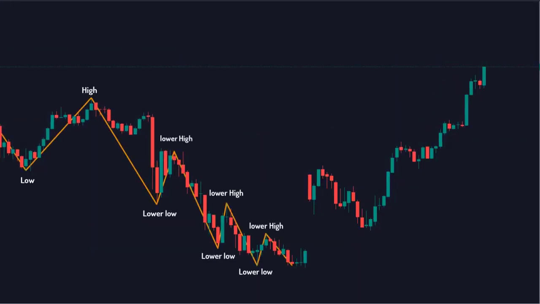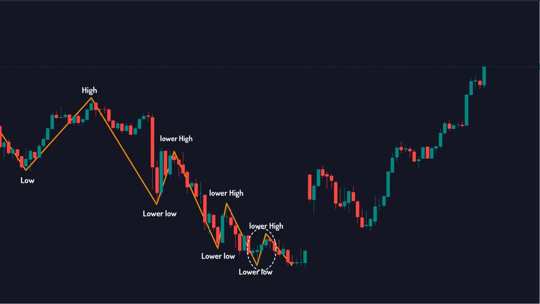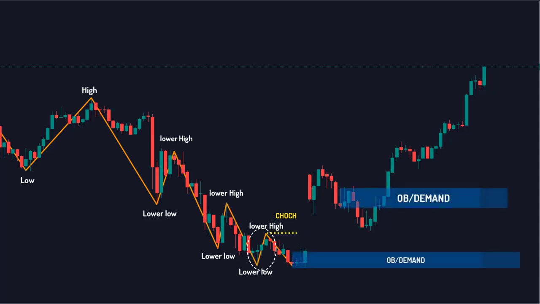As you can see here, the price is in a strong downtrend, with momentum subsequently weakening to the point where the price could not maintain its trend. Finally, the price breaks through its last low and makes a change of character right here. As it continues, it forms these two order blocks, which give us the opportunity to place buy orders in these zones and wait for the price to activate our orders.